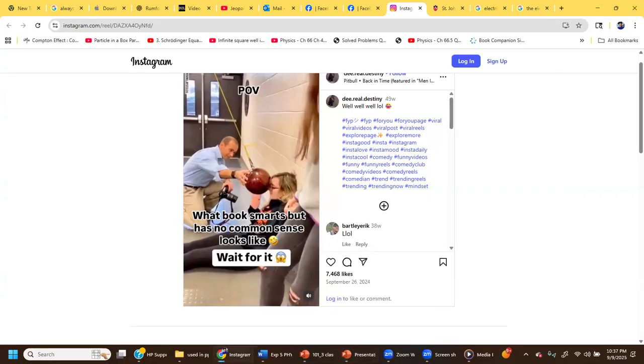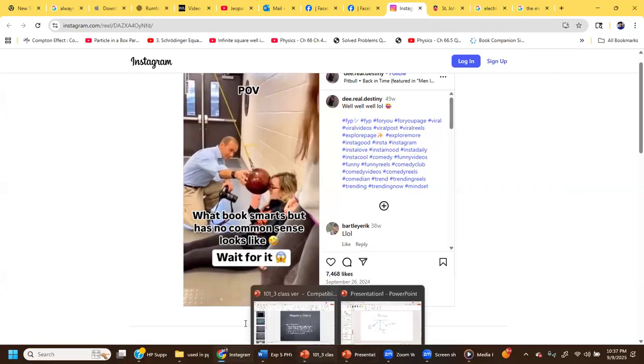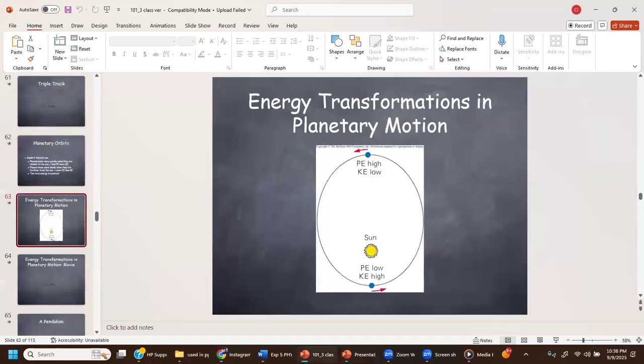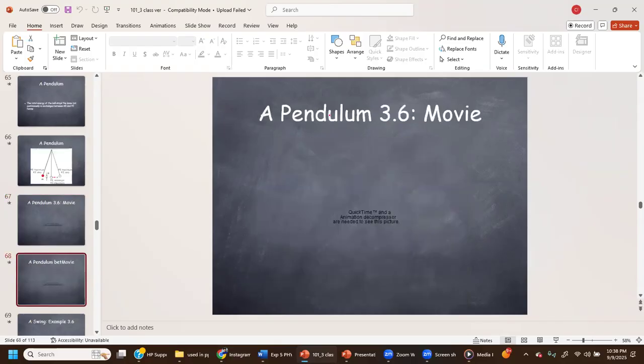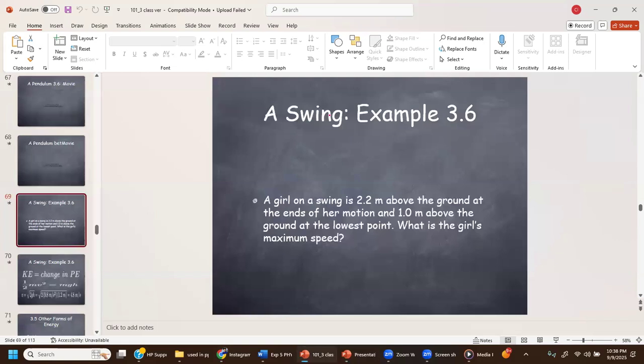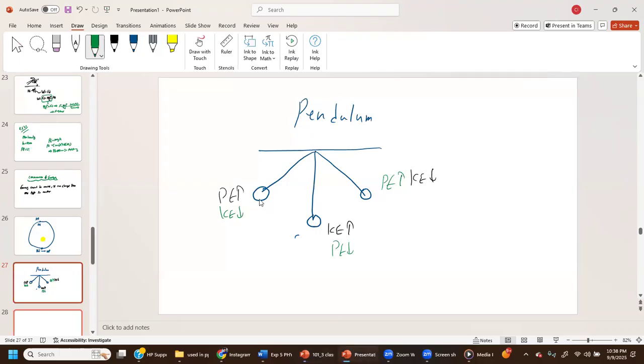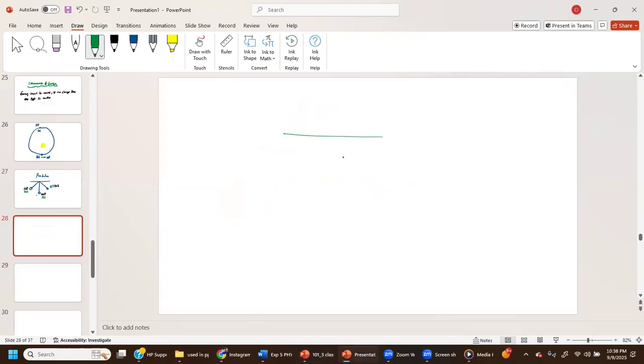Now we have another question. So the total energy of the ball stays the same, but continues to exchange between kinetic and potential, which we saw in those movies. Now, let's do this question. A girl in a swing, 2.2 meters above the ground, ends up in her motion at 1 meter above the ground, her lowest point. Find the girl's maximum speed. So basically, it's like a pendulum.